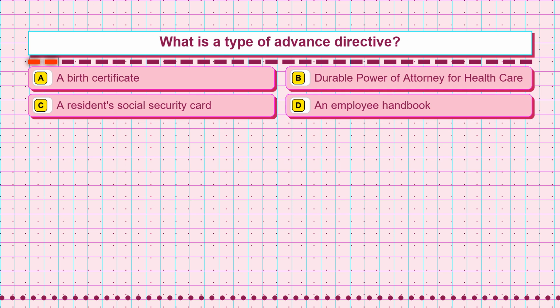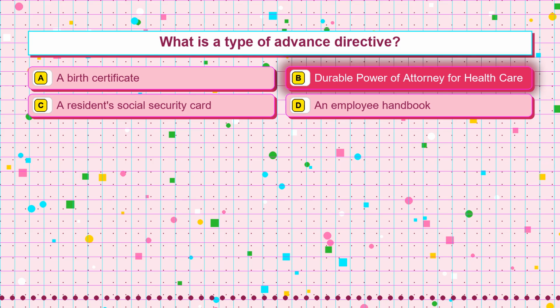Question 50. What is a type of advance directive? Option A. A birth certificate. Option B. Durable power of attorney for healthcare. Option C. A resident's social security card. Option D. An employee handbook.